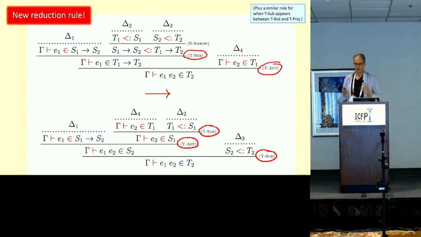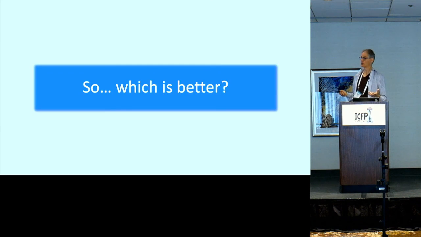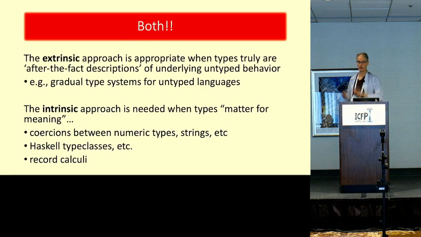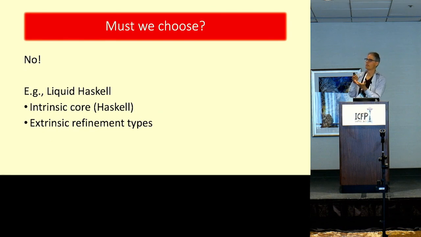Okay, since we're out of time, we're not going to go into a lot of detail about why that's useful and important. But let me just say, first of all, we don't need to choose that one is better than the other. They're both useful for different purposes. And indeed, you can combine them. And there are languages like Liquid Haskell that do combine these extrinsic and intrinsic views of typing.